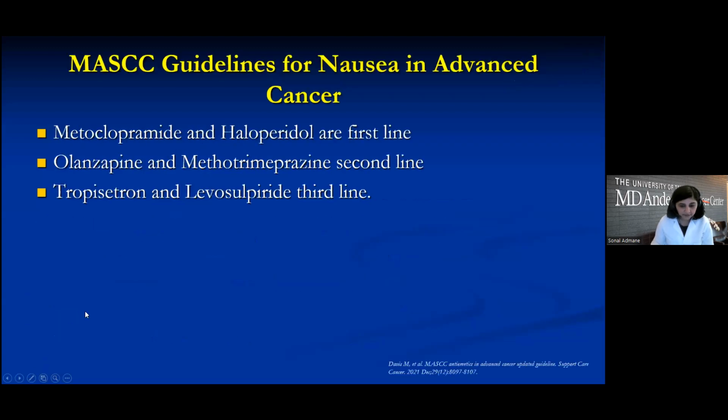So, putting it all together, according to the recent guidelines from 2021 from the MASCC, which is the Multinational Association of Supportive Care in Cancer, the first line treatment is usually metoclopramide and haloperidol based on level 1 and level 2 evidence. And then olanzapine and methotrimeprazine, which is not available in the US, are usually second line. And then tropisetron and levosulpiride are third line according to their guidelines. And again, these two are medications that we do not use at our center. Levosulpiride is not used. Again, caution with levosulpiride in patients who have extrapyramidal symptoms.